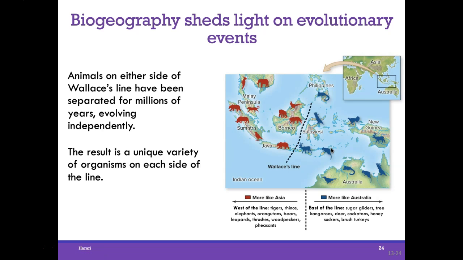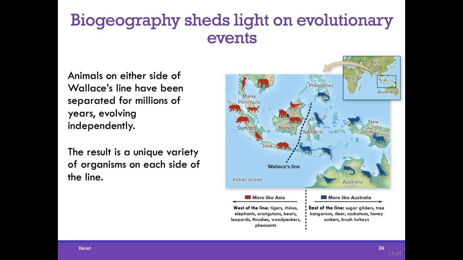And it turns out that there's a deep sea trench in between this line. That prevented any of the animals from this side from migrating over here and vice versa. So because of this deep water trench that separated the islands, there was no migration that could happen. That basically allowed evolution to produce a unique variety of organisms on each side of Wallace's line.